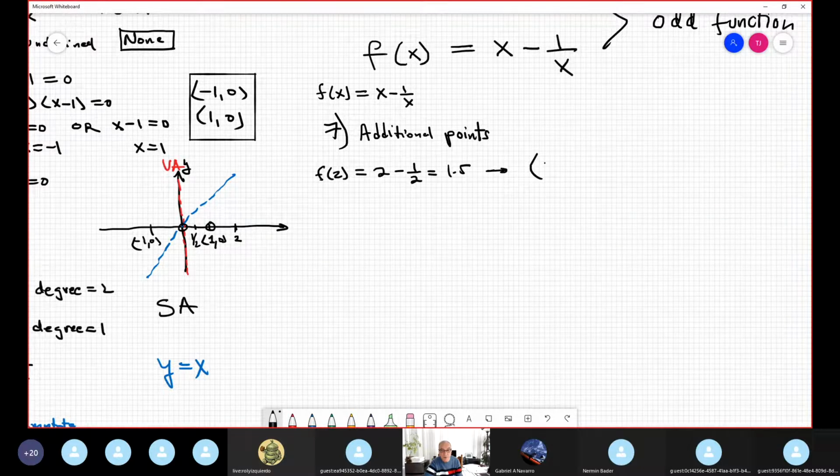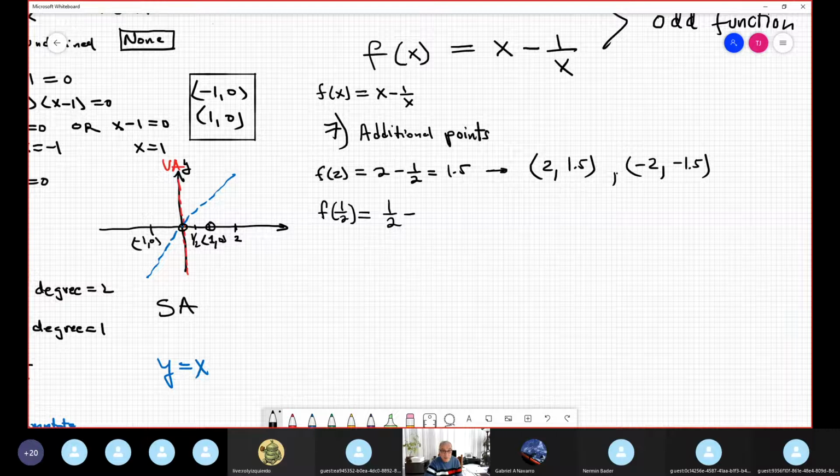It's the point 2, 1.5. I know that when it's -2, it's -1.5. Makes sense, right? I take advantage of the symmetry, it's an odd function. When you change x for negative x, the y changes also. And f of 1/2 is 1/2 minus the reciprocal, 1/2 gets 2, is -3/2 or -1.5.